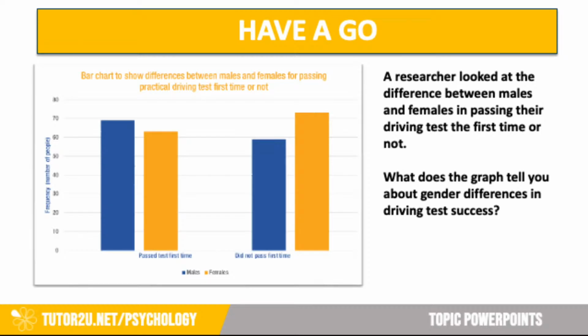So the first thing to do is look at the bars for each category. You've got passed first time there on the left, and you've got did not pass first time on the right. So interpret. Is there a difference between males and females in each of those conditions? Then what you need to do is use the data in the graph to describe what you can actually see. So in the first set, which group passed more on the first attempt, and which group had more who did not pass the first time in the second set of bars there. So in the chat box, have a go.